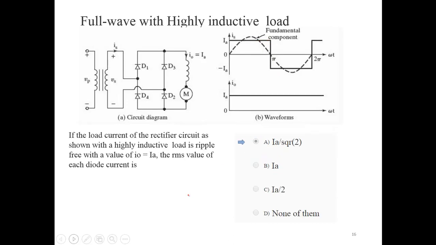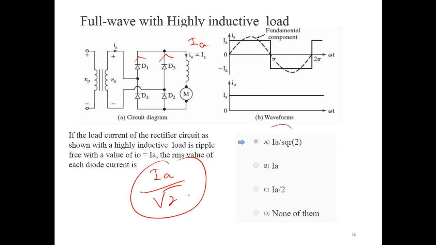Please check it. And for the highly inductive load, what is it asking for? If the load current is highly inductive and ripple free, what is the RMS value of each diode current? That's the question. The RMS value here is IA. What is the RMS value of each diode current? Remember, the current is shared by 2 devices, D1 and D3. That means it will be IA divided by square root of 2. That's the answer.